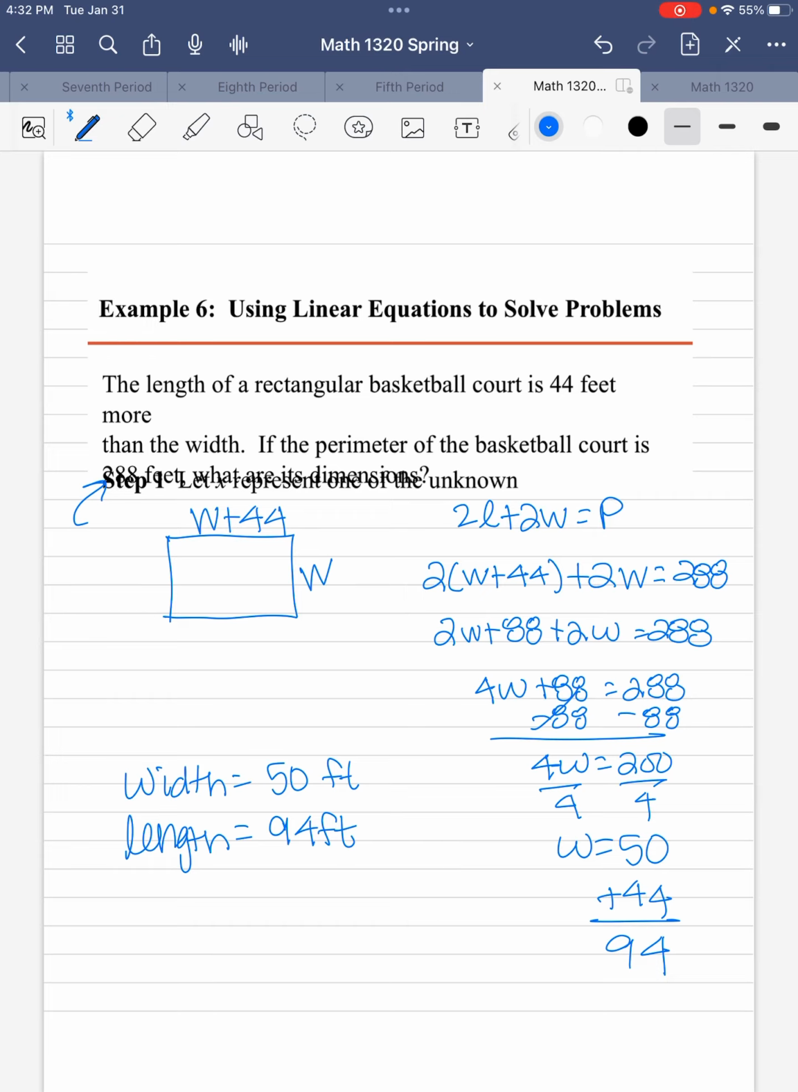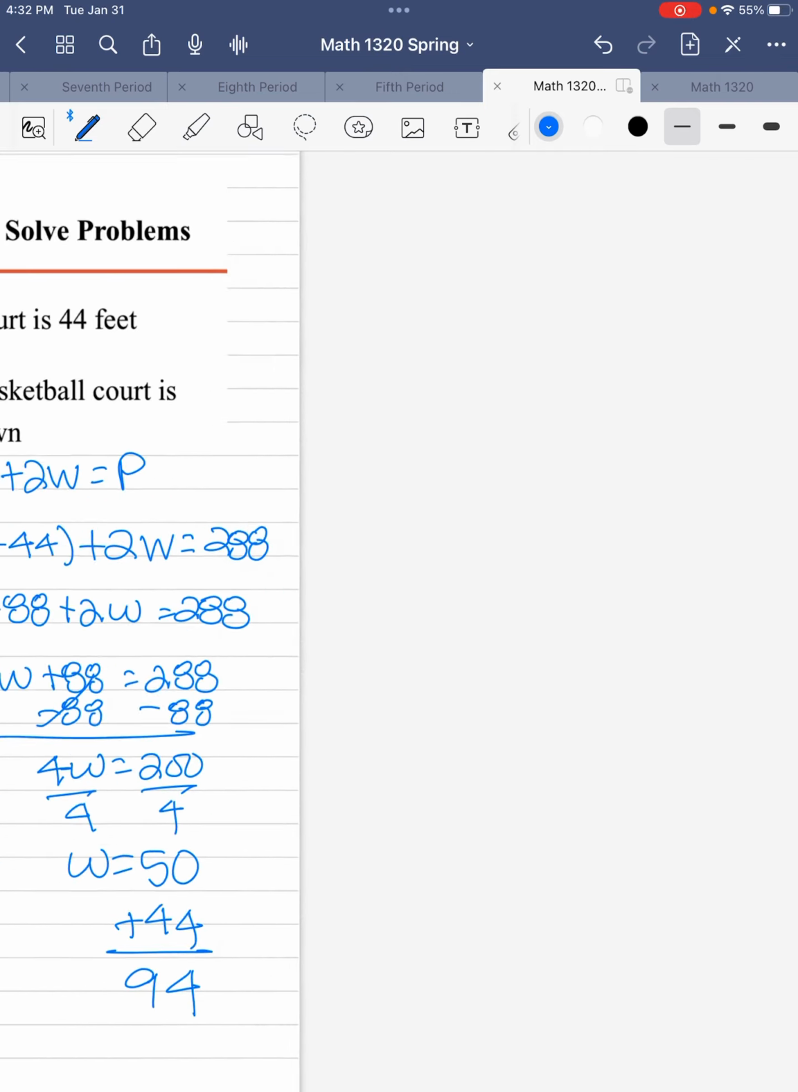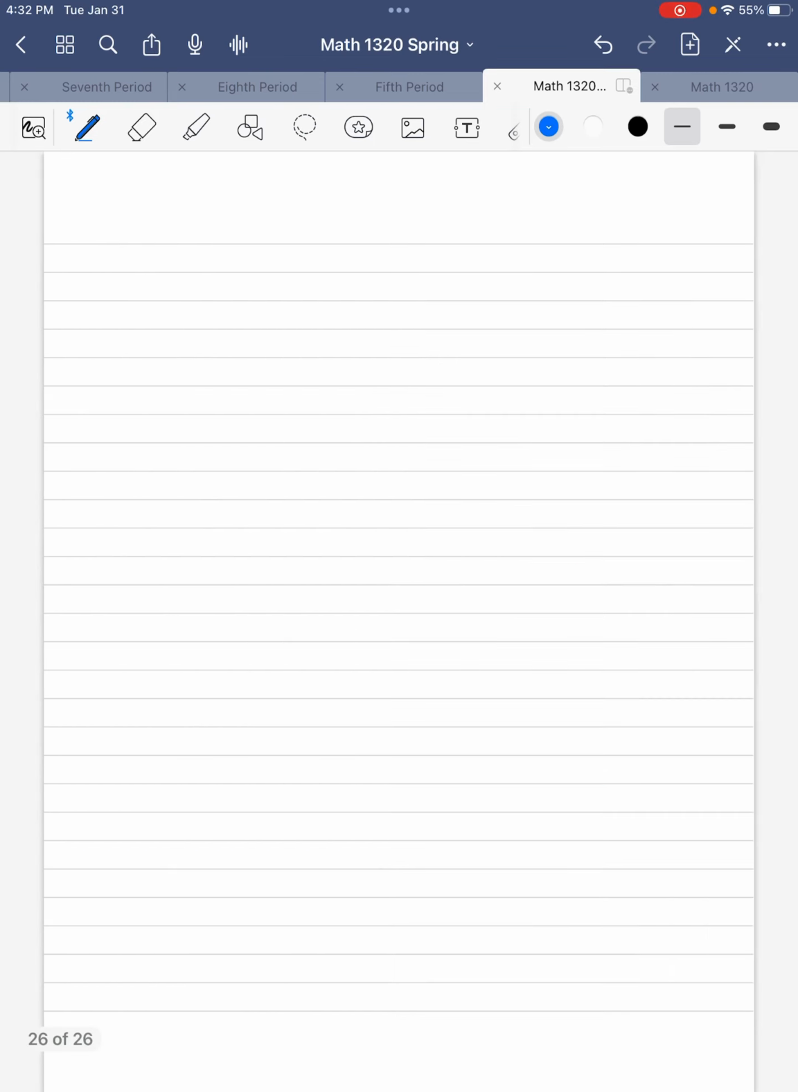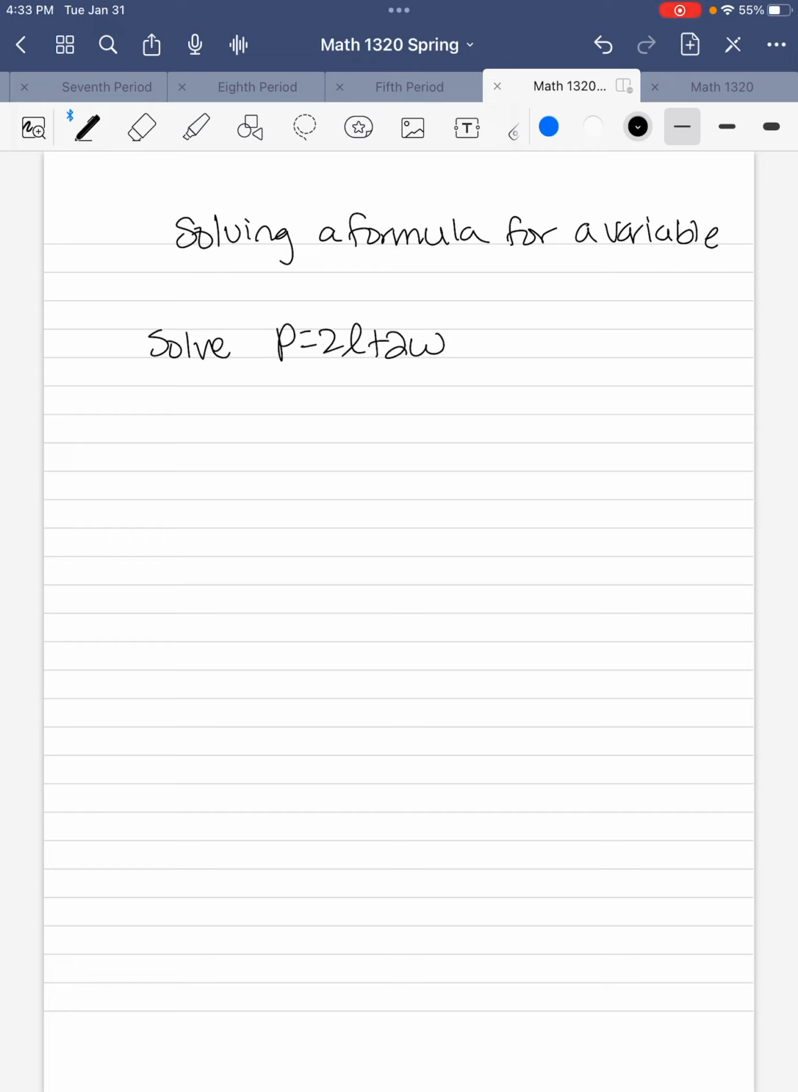Great. So the last part of this lesson, of 1.3, is talking about solving a formula for a variable. So for example, let's say I want to solve P equals 2L plus 2W for W. So basically we just want to get W by itself.